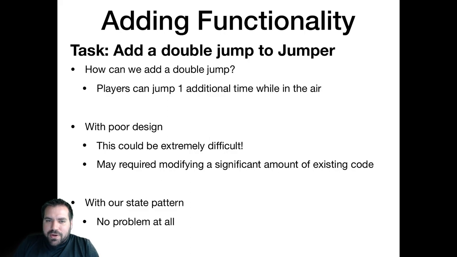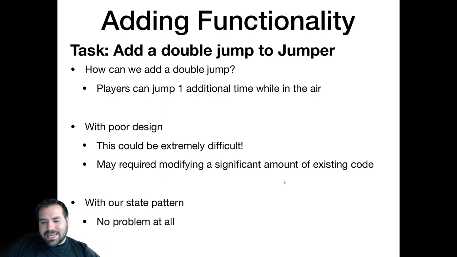So, as I spoiled earlier, how do we add a double jump to this game? If we wrote all that without the state pattern, it might be a little tough. But let's look at the design of adding a double jump. For the double jump, we can jump one more time while we're in the air, including walking off a platform. I can still use up my double jump. I don't have to jump and then jump again. I can walk off and then use my one double jump, but I can't jump twice after walking off a platform. With poor design, that's going to be tough.